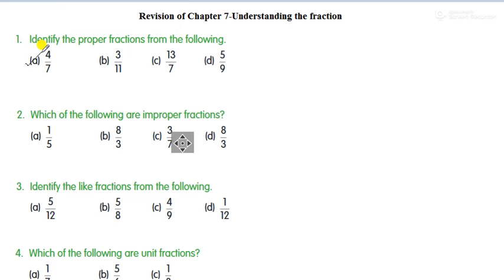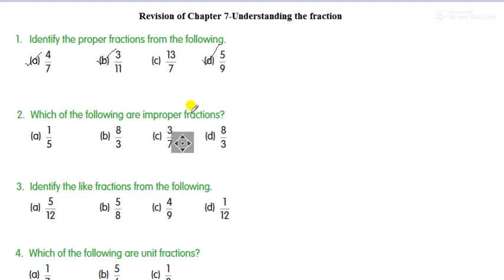So 4 by 7 is proper, 3 by 7, 13 by 7 no, 5 by 9 is proper. Whichever I have ticked, all the numerators are less than the denominator.